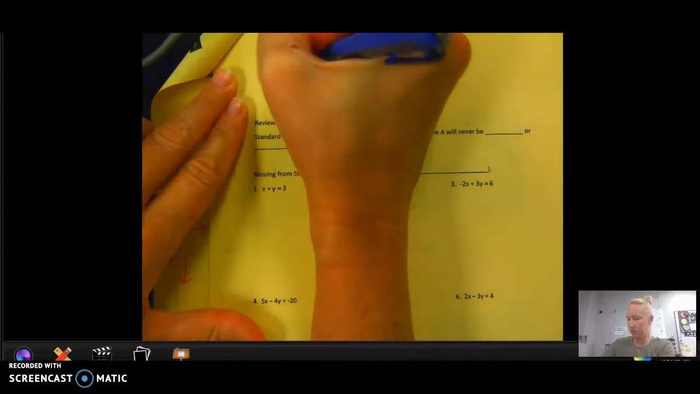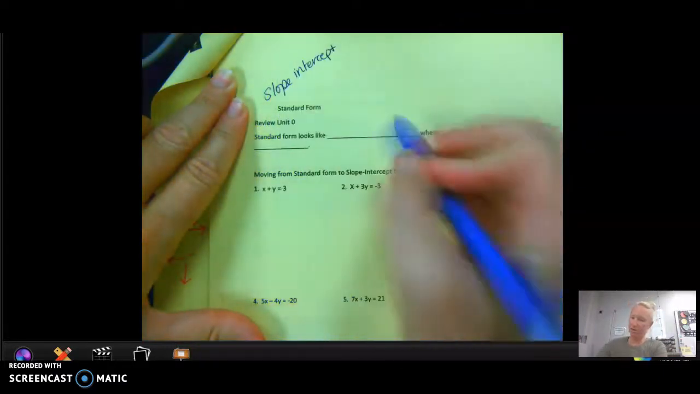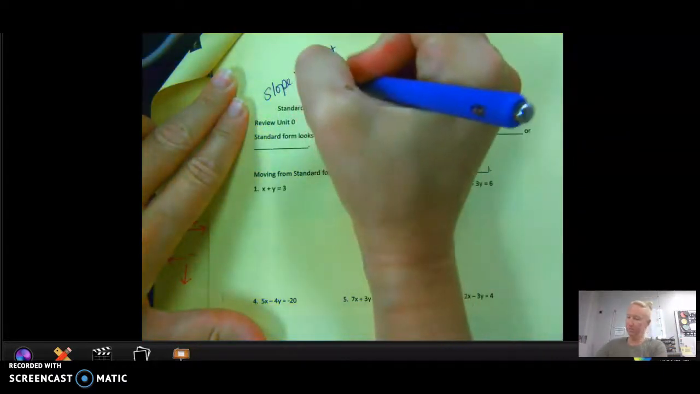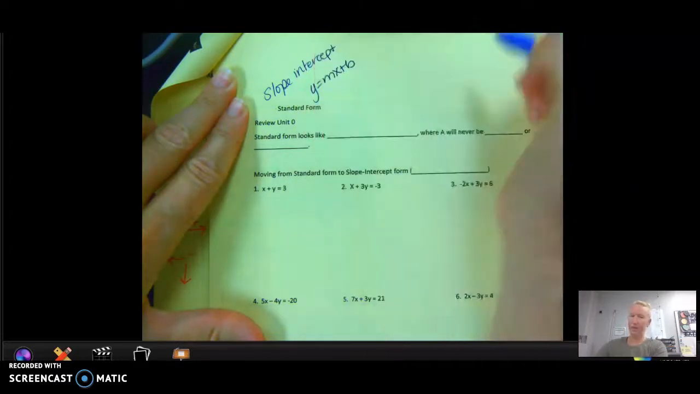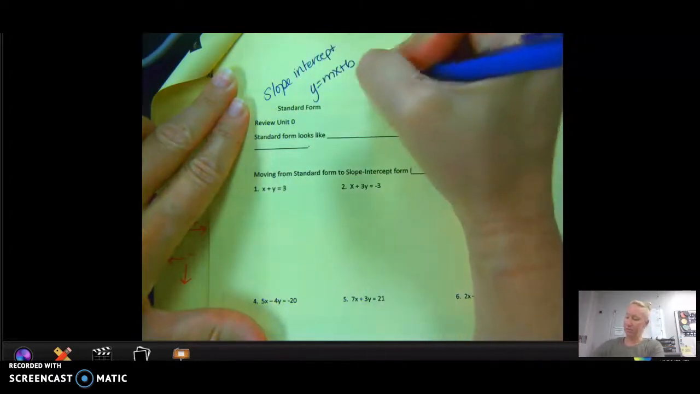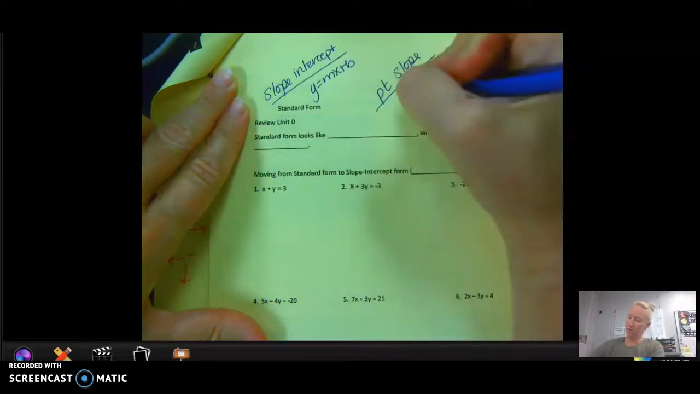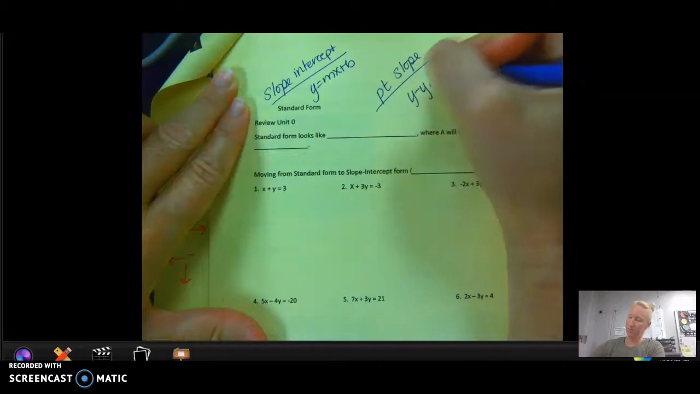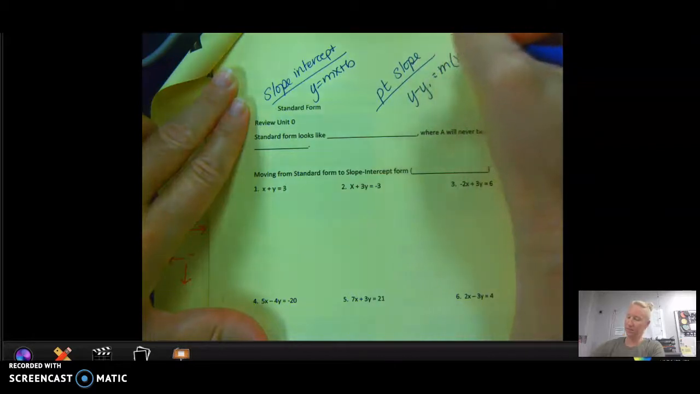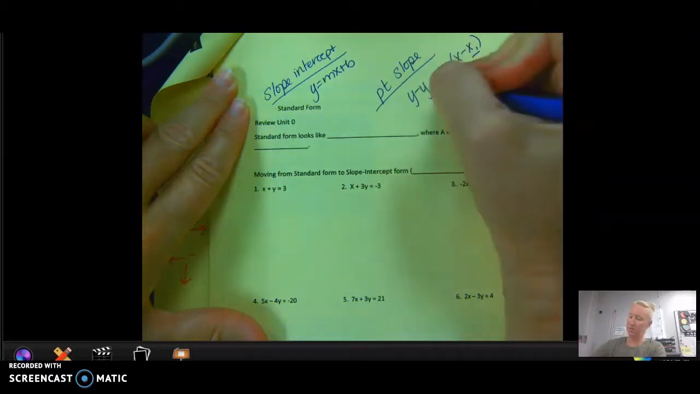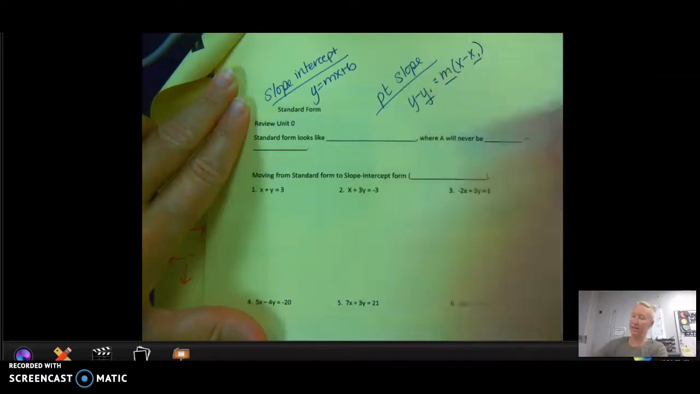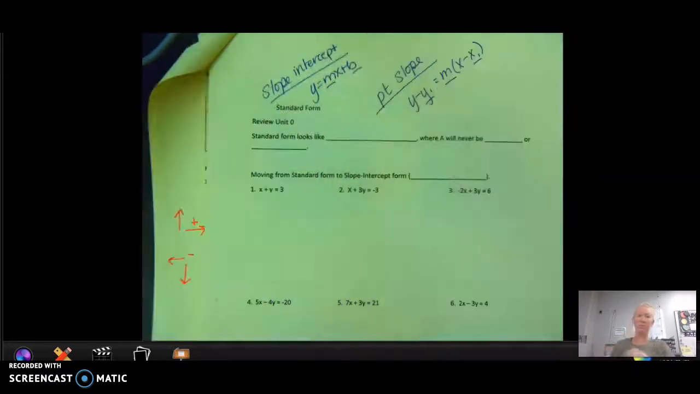Slope-intercept form, y equals mx plus b. Then we have point-slope form, which is y minus y1 equals m parentheses x minus x1, where you put a number in for this y1, x1, and m. We put a number in here for m and b. And so then the third one is standard form.